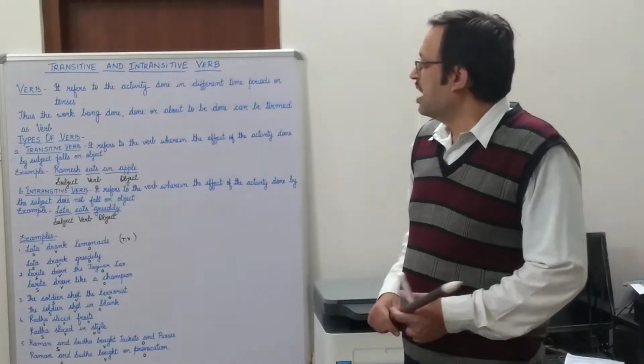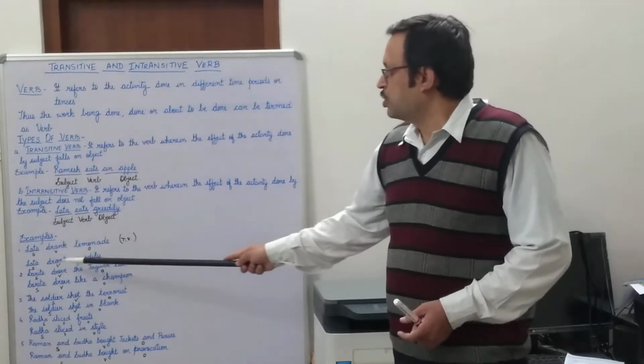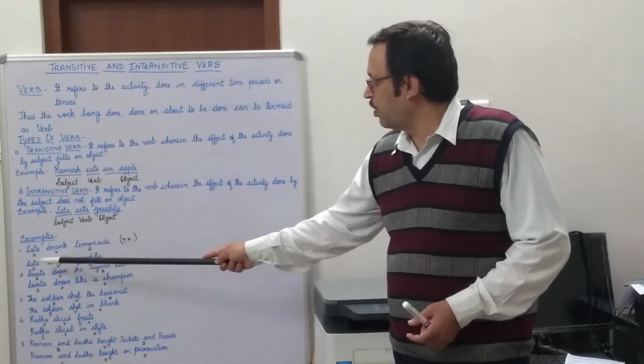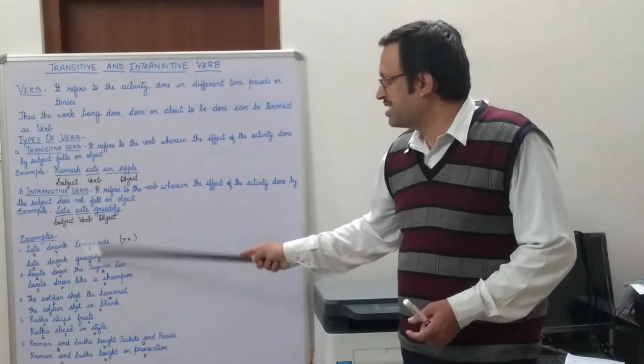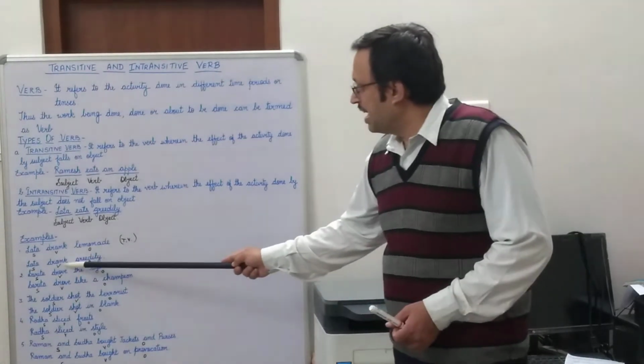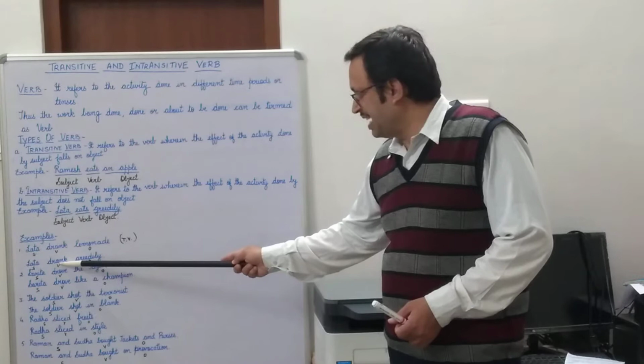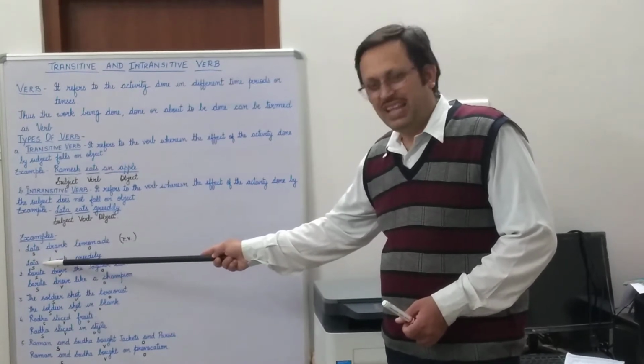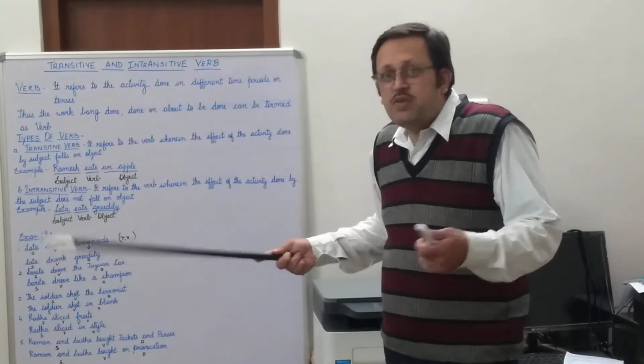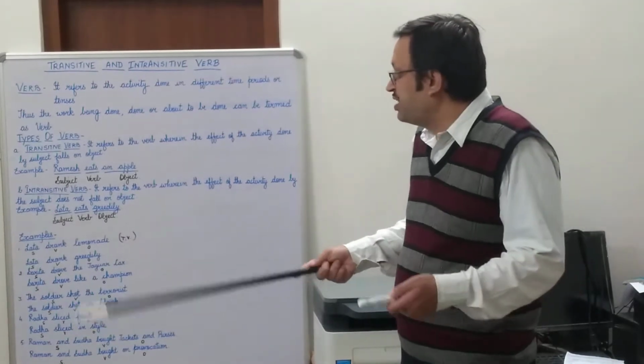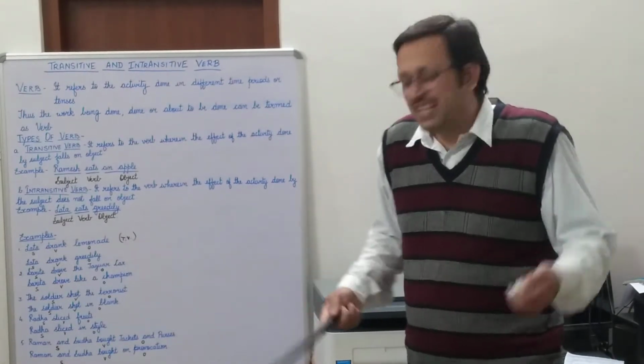Then the second one is "Lata drank greedily." So again here the subject is Lata, the verb is drank, and the object is greedily. So here the activity performed is drank. Who is doing the activity? Lata. But how is she doing the activity? She's doing the activity greedily.